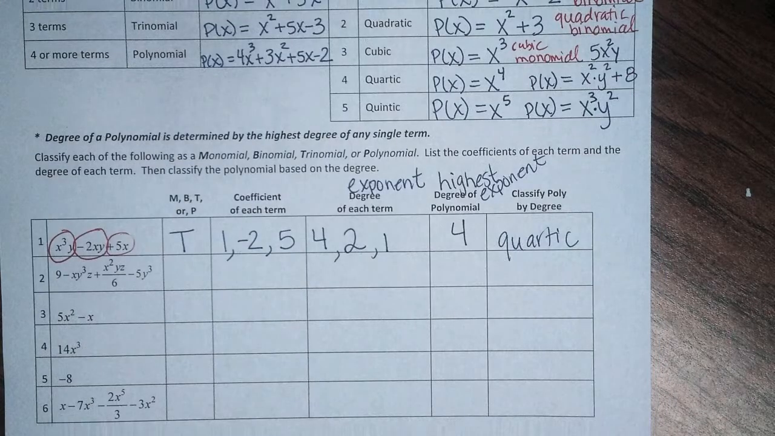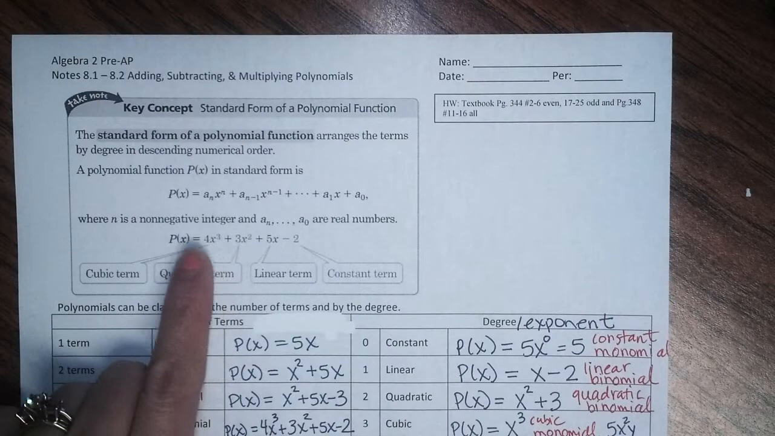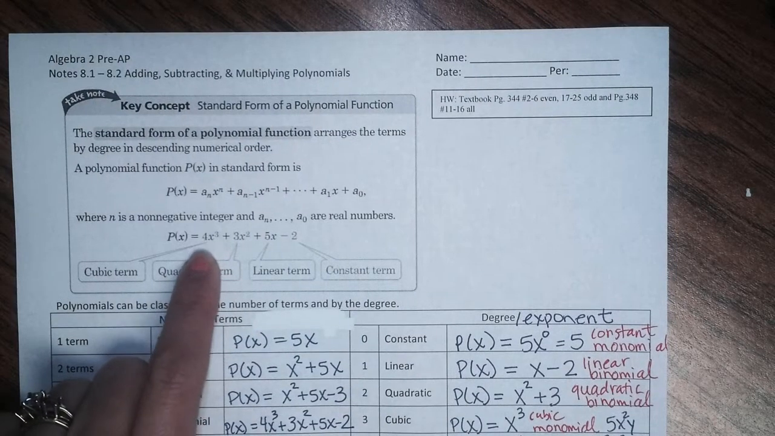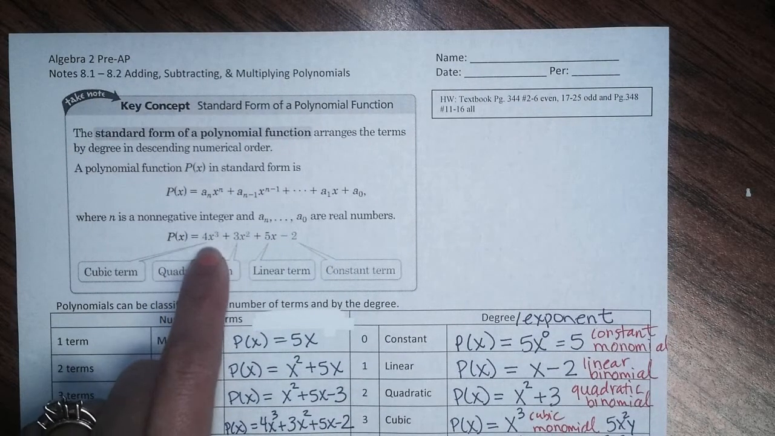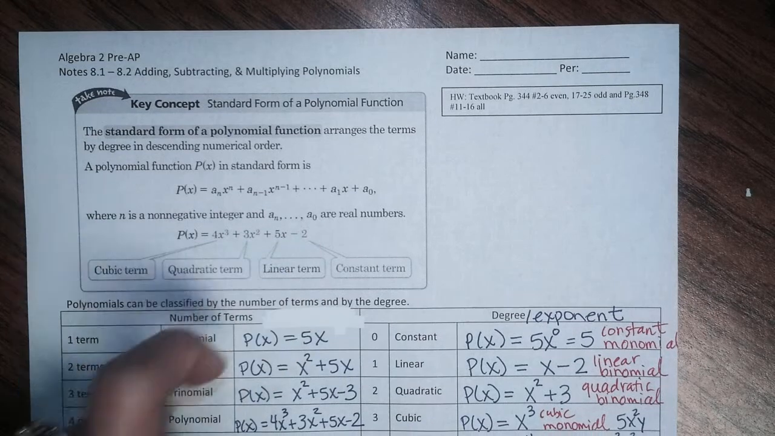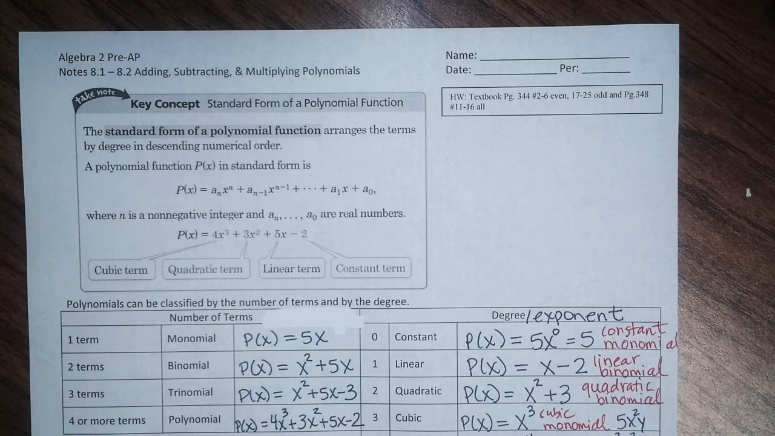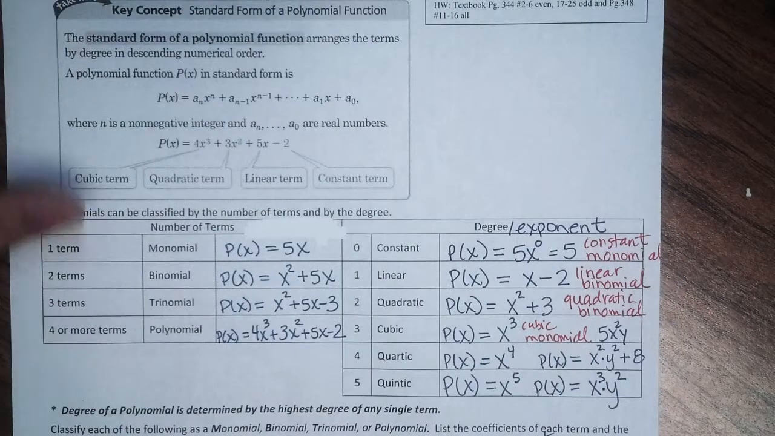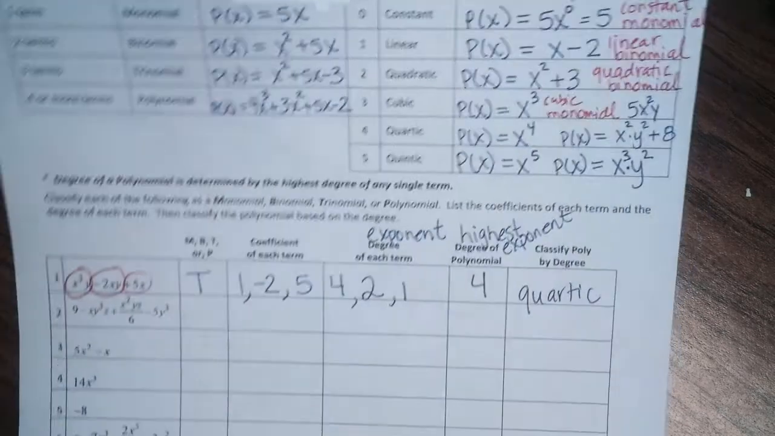So here's the answer for number 2. Oh, and one thing I did forget to mention about these polynomials, you want to put them in standard form. So you're supposed to write them with the highest degree first. So 4x cubed, 3x squared plus 5x minus 2. So at the end, make sure you have them in standard form, if it asks you.